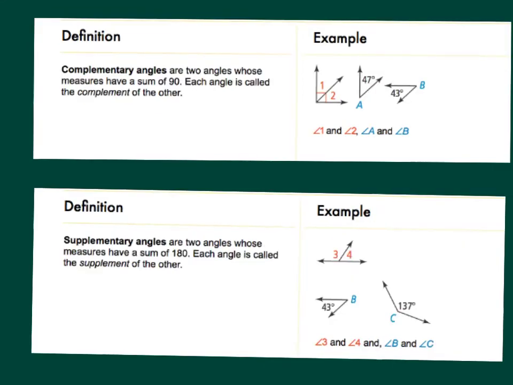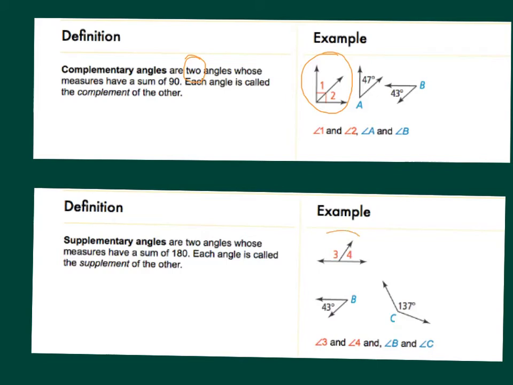Complementary angles, we've had before, are two angles whose measures have a sum of 90 degrees. Remember, complementary can only be two angles, so it can't be three angles that add up to 90 degrees. It has to be two. And supplementary are two angles whose measures have a sum of 180 degrees. So don't forget, going back to complementary, if two angles make up a right angle, then they're complementary.